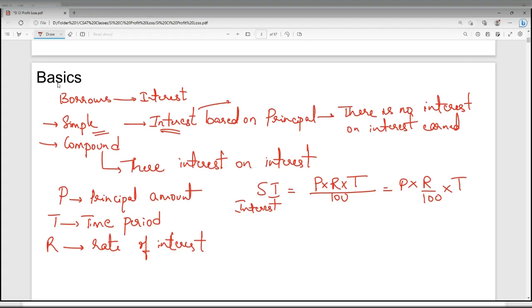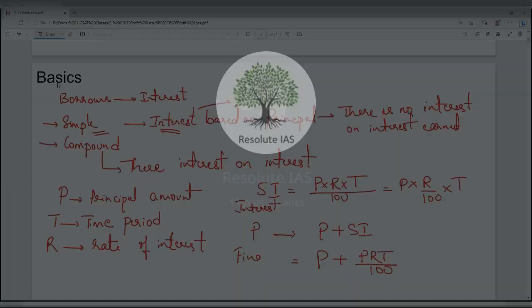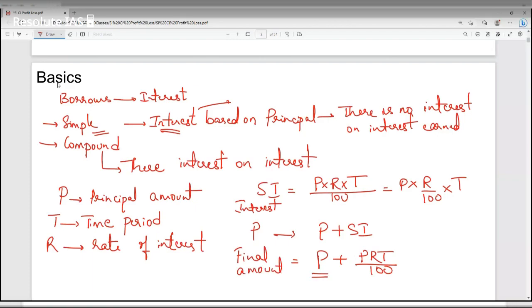This amount is the interest amount. So if you are borrowing the money P, at the end you have to pay P plus simple interest. This is the final amount that you have to repay. This is the principal amount that you had borrowed, and this is the simple interest that has accrued. So the total amount that you have to pay is P plus P into R into T divided by 100. This is for simple interest.